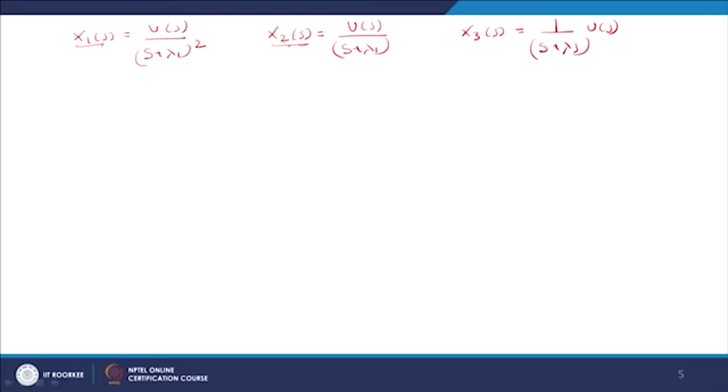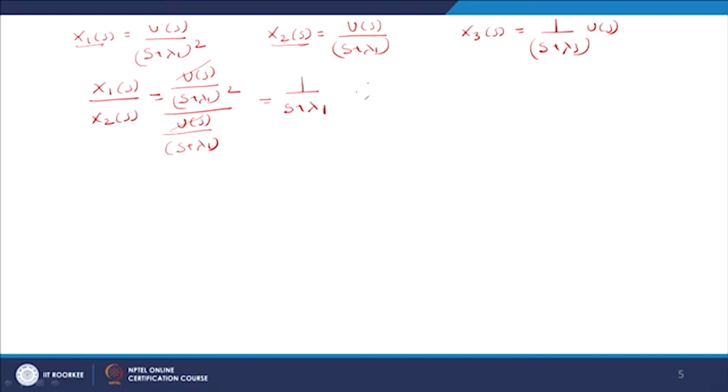So one possibility is that we can divide x1 of s by x2 of s. If we divide, u of s divided by (s plus lambda 1) square, divided by u of s divided by (s plus lambda 1), the u of s will cancel and one term of (s plus lambda 1) will cancel, and finally we will get 1 upon s plus lambda 1. Now we can do some cross multiplication. After cross multiplication we will get s x1 of s plus lambda 1 into x1 of s equal to x2 of s.